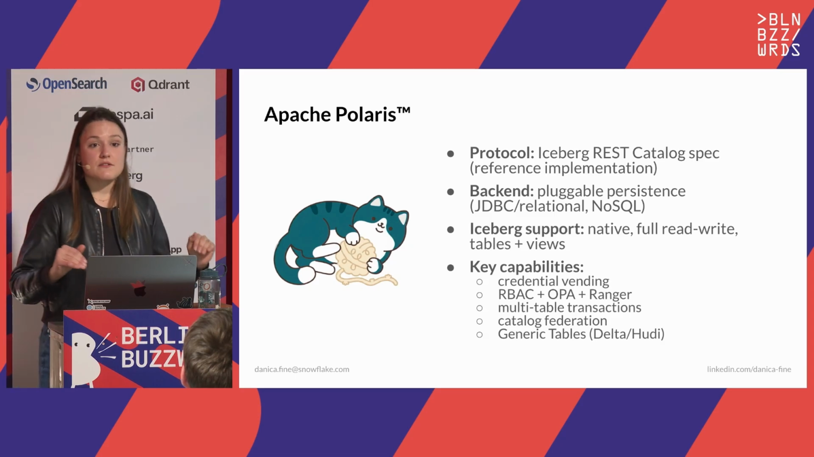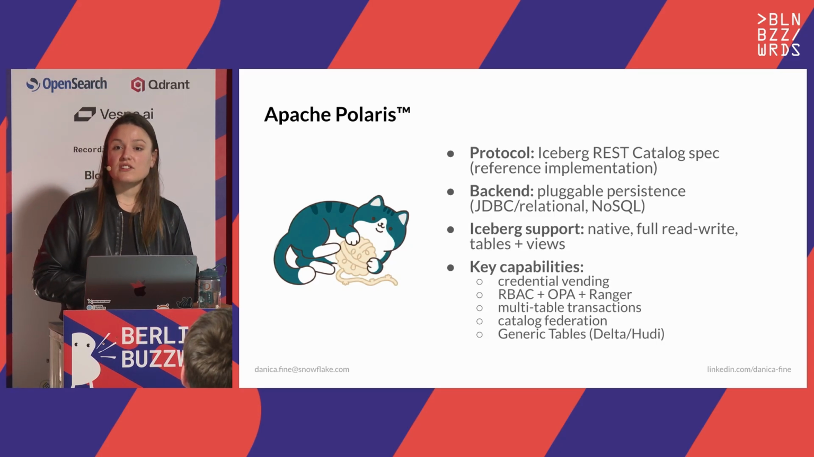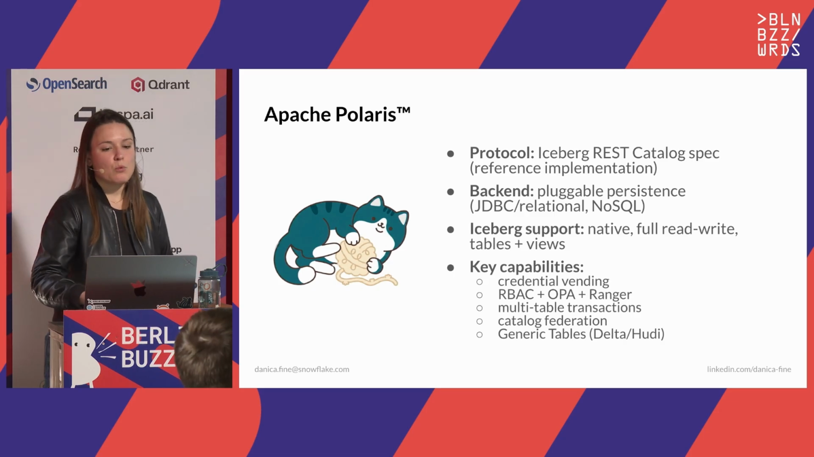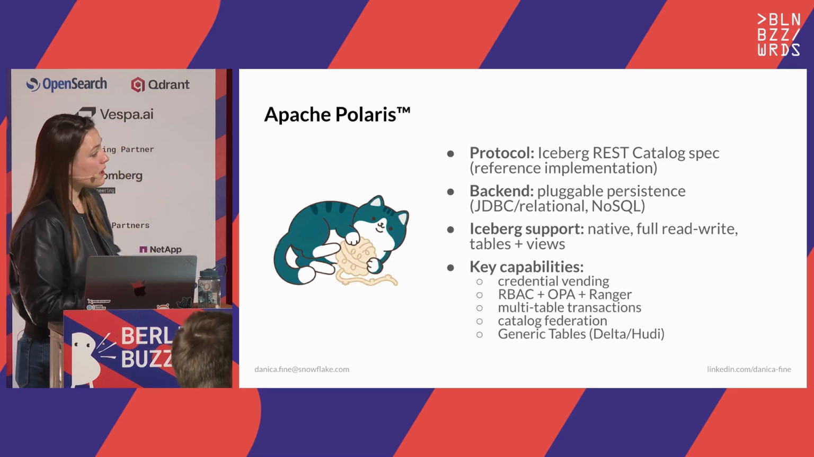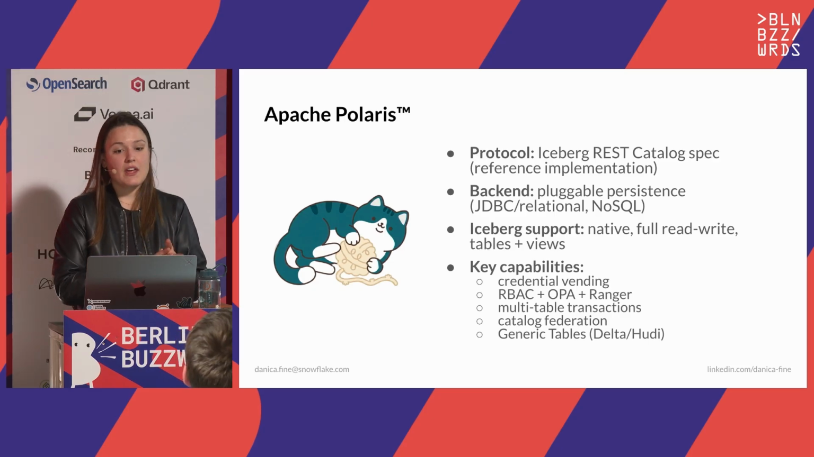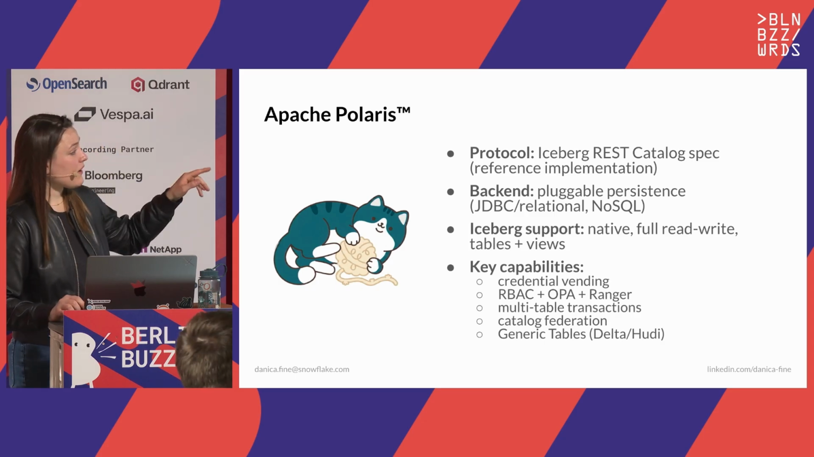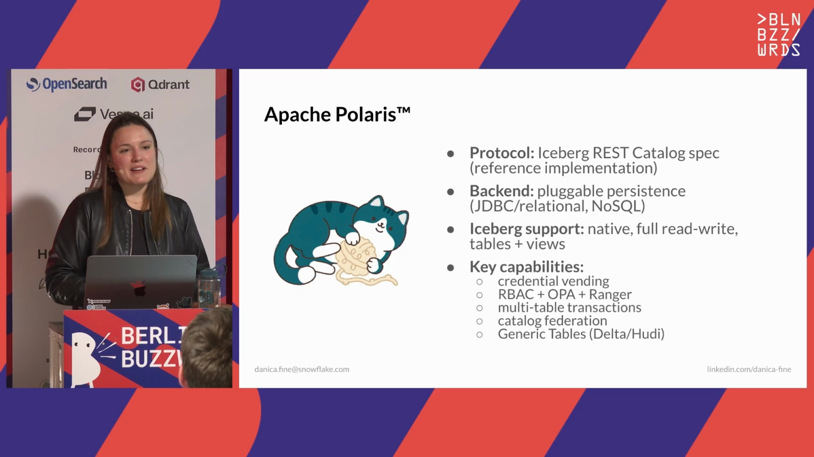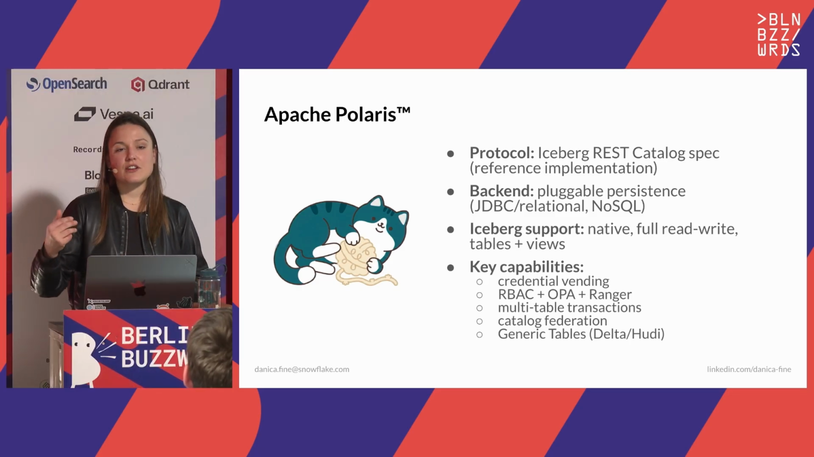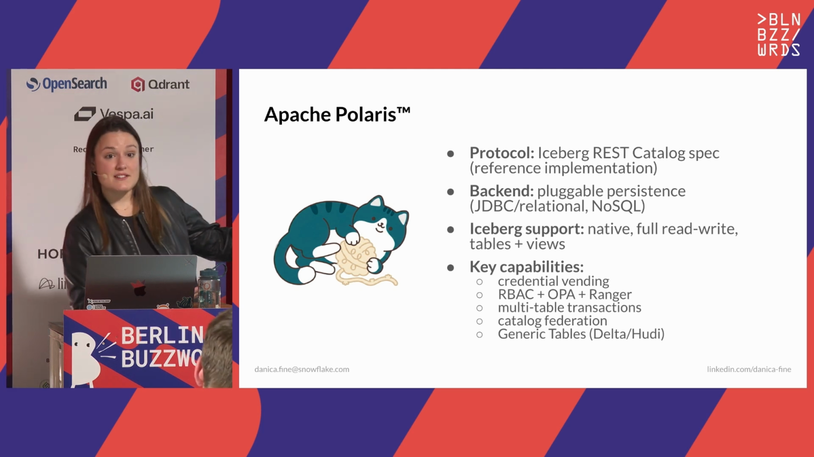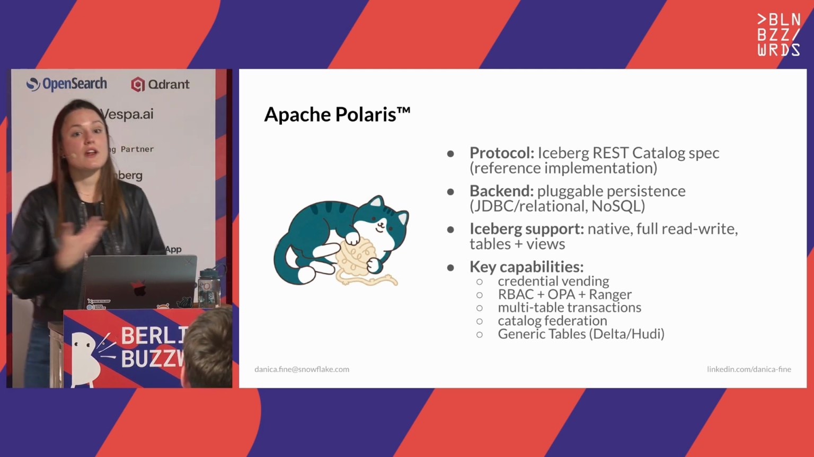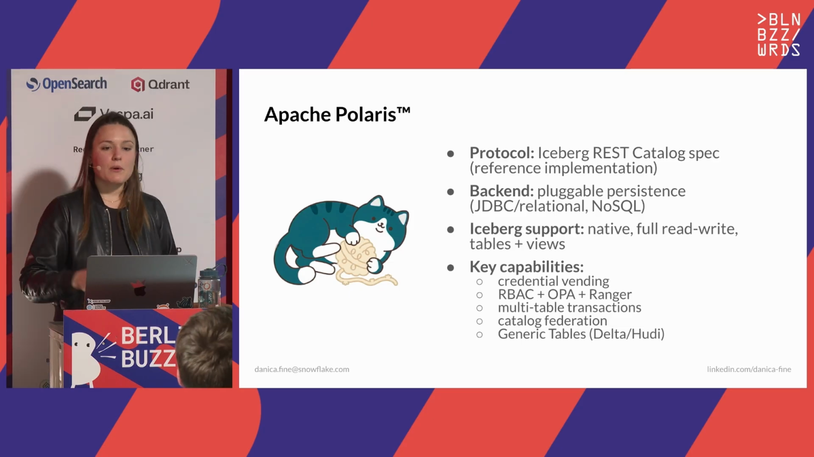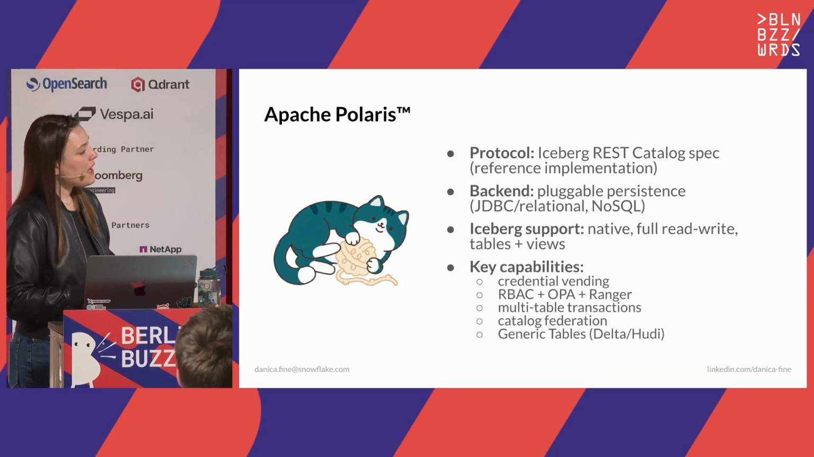You define this once, and it's enforced regardless of which engine is actually talking to the catalog. We get multi-table transactions, woohoo, catalog federation, and also conflict resolution. So the catalog federation, actually, I just want to call that out. It's kind of a big deal because Polaris can then serve as the single REST endpoint federating your existing catalogs, right? Hive Metastore, if you want to use that as a stepping stone out, or Hadoop or BigQuery or what have you. And then also we have generic tables.